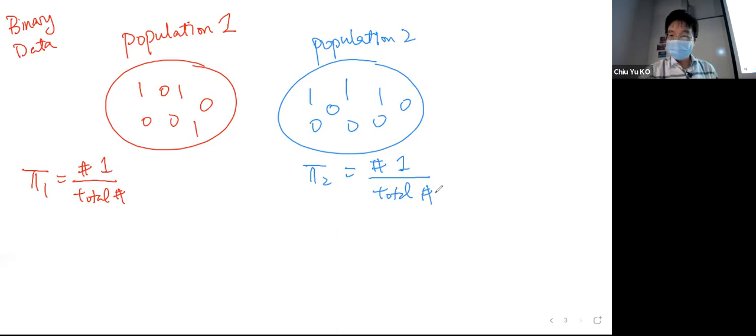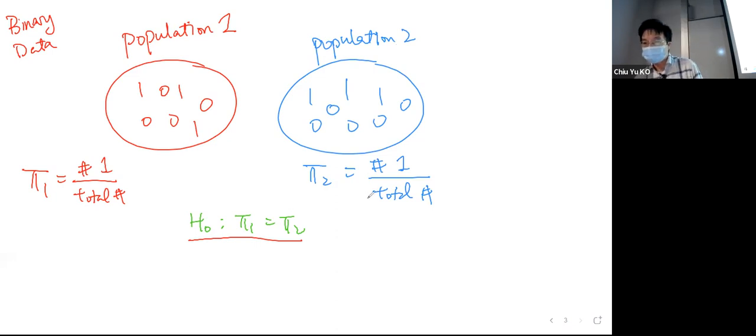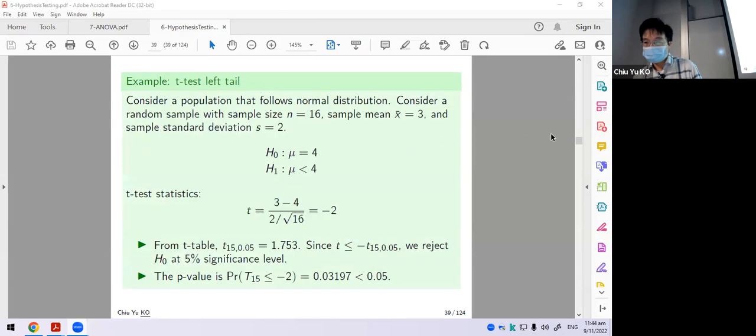And the hypothesis we are talking about is whether pi 1 is equal to pi 2, asking if they are the same or different. How do you test this? The idea is the same, because this binary data is just the same as what we have learned in the general case. It just becomes 0 or 1. So what you are going to do is, maybe I go to the slide because that would be easier to refer to.